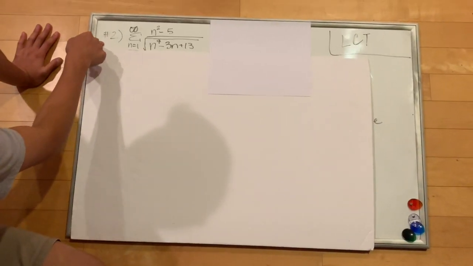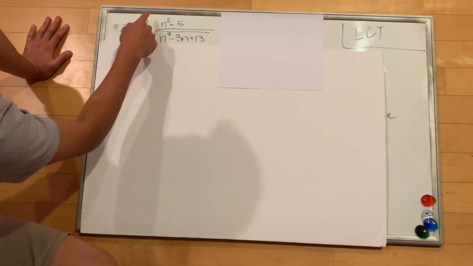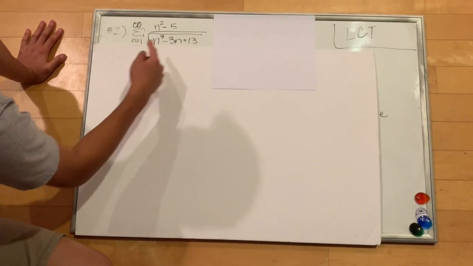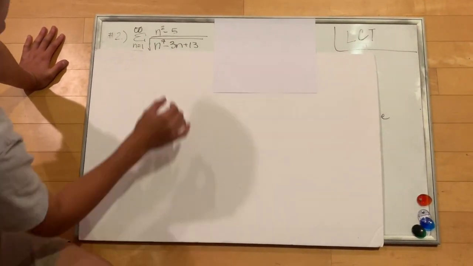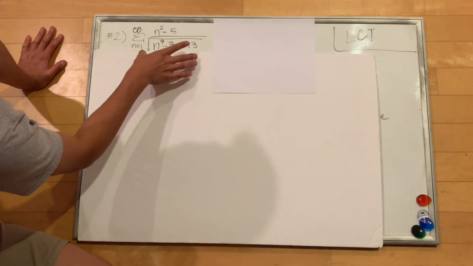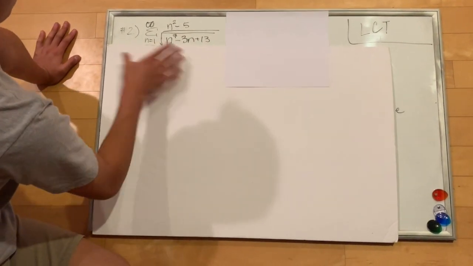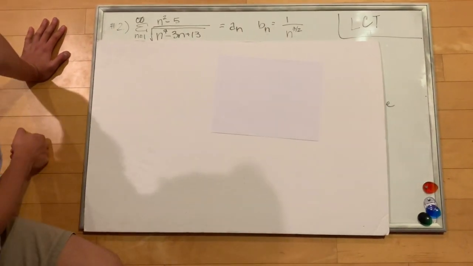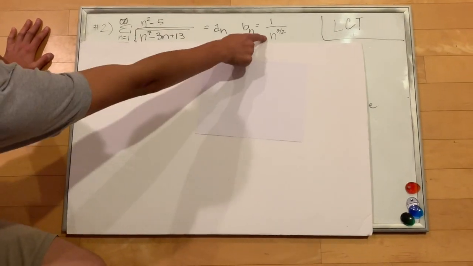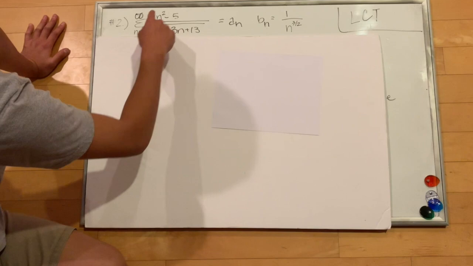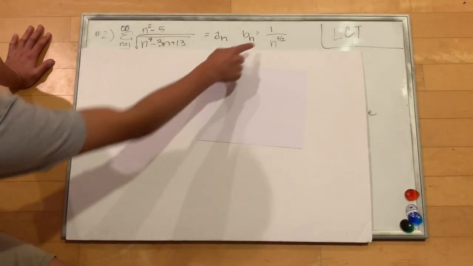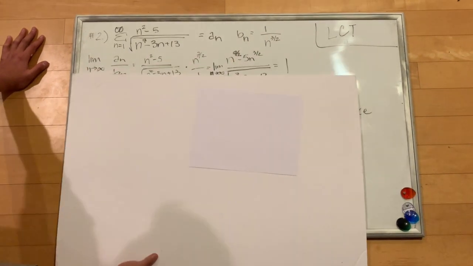So now we do number 2, and it's the sum from 1 to infinity of n squared minus 5 divided by the square root of n to the 7 minus 3n plus 13. When there's square roots at the bottom, we usually want to use LCT. So we're going to make this original function a of n, and we're going to compare it to 1 over n to the power of 3 over 2. We get that because we take the highest powers, which is n squared over n to the power of 7 over 2. That gets us n to the power of 3 over 2 right there.